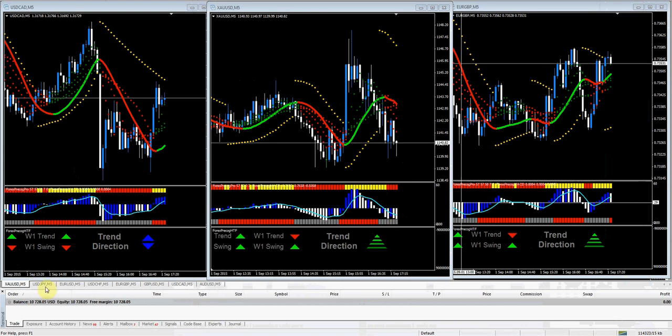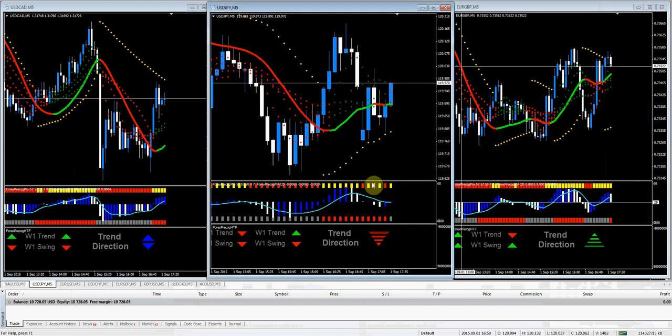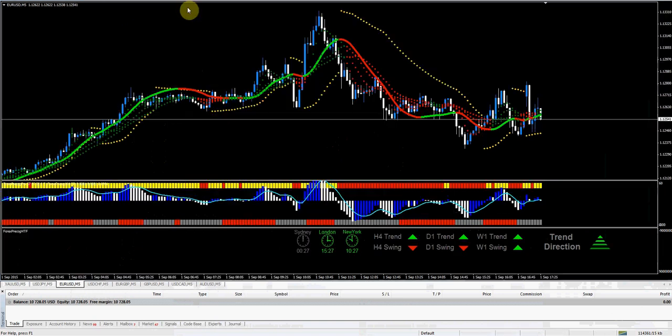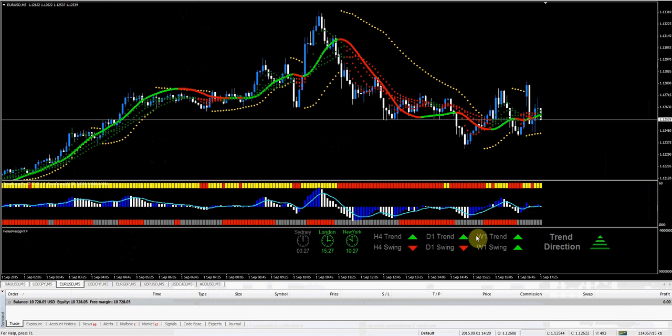Alright, so nothing on gold yet. USD yen, let's check that out. Nothing on yen. We'll take a look at Euro USD. Trend is obviously up. Let's take a look at this a little closer.